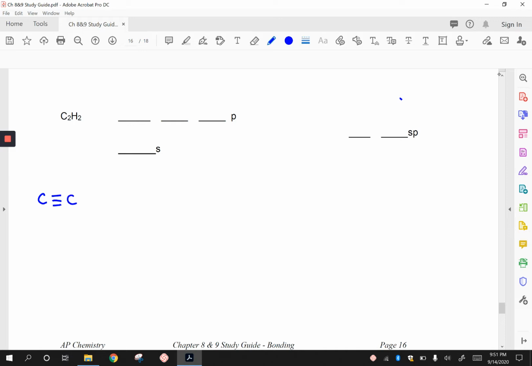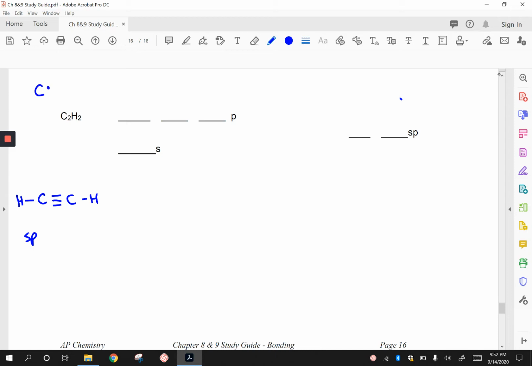C2H2 looks like this. And from our past experience, we know that that's an sp hybrid, right? Each of those carbons is sp hybridized. What that means is we have 2 areas of electrons, and so that tells us that the 2 orbitals have mixed together, 1 part s, 1 part p, and so we call it sp. But what does that really mean?